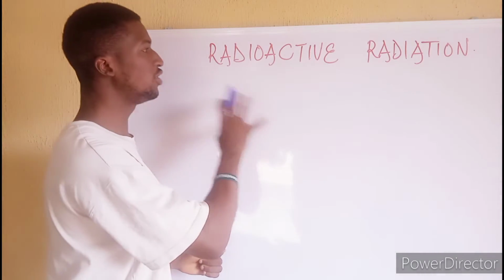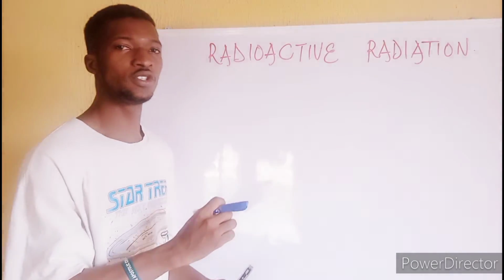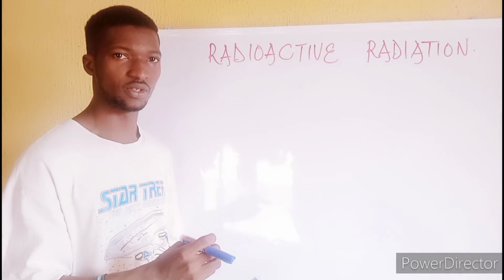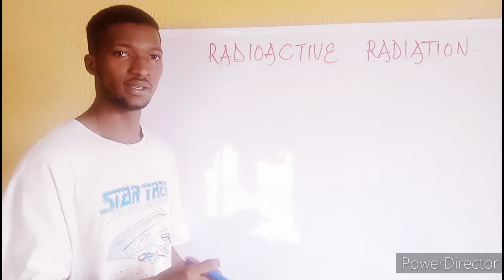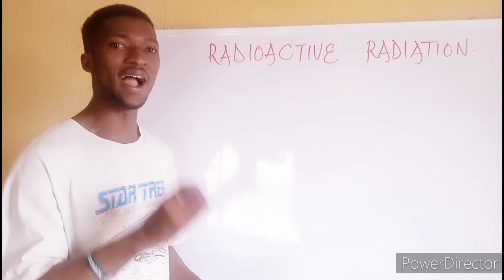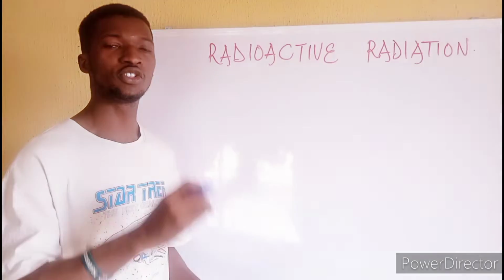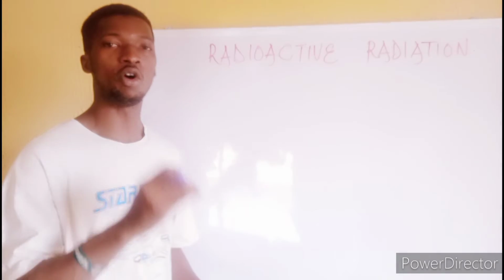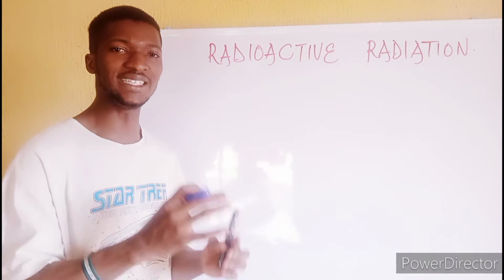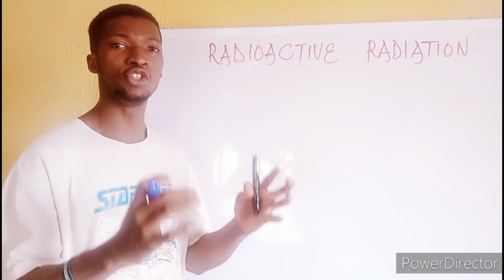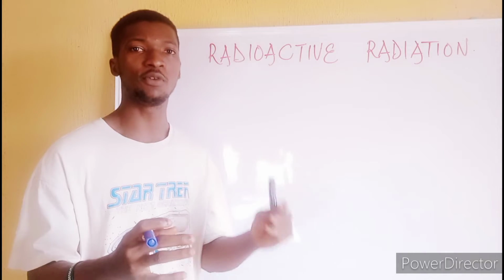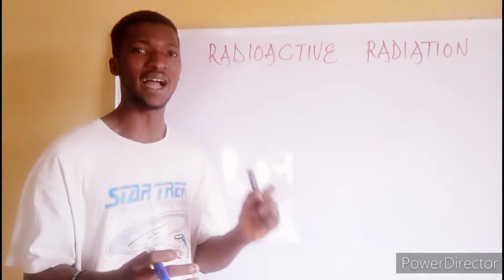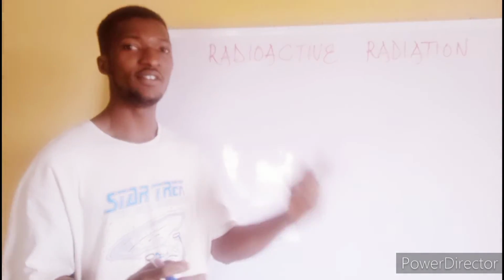Now, radioactive radiations are those radiations or particles emitted during nuclear reactions by a radioactive element. This is due to the fact that radioactive elements have unstable nuclei. The instability is determined by the ratio of proton to neutron. The difference in the proton to neutron ratio is responsible for these radioactive elements becoming unstable and therefore releasing radioactive particles or radiations.